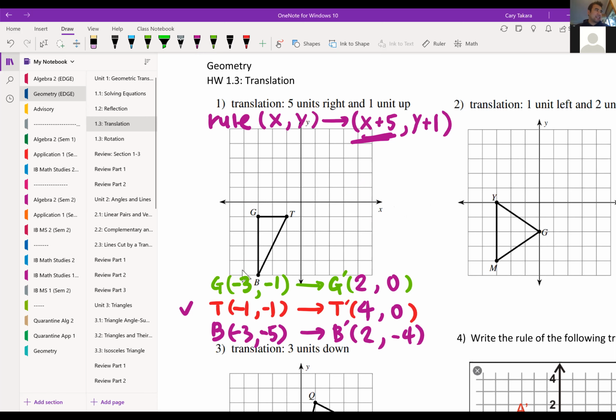Now I've got the other sheet, the diagram, ready, and I'm going to graph it. So G prime is going to be 2, 0. That's G prime. Then T prime is going to be 4, 0. That's T prime. B prime is going to be 2, negative 4. That's B prime.